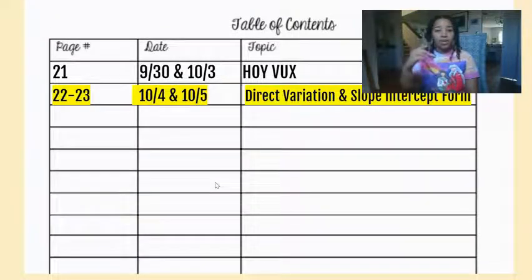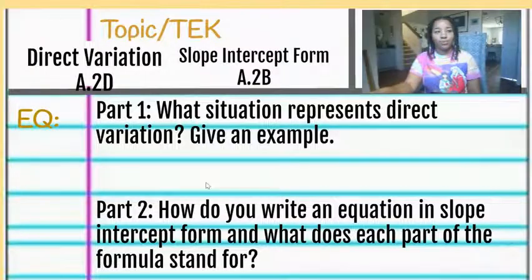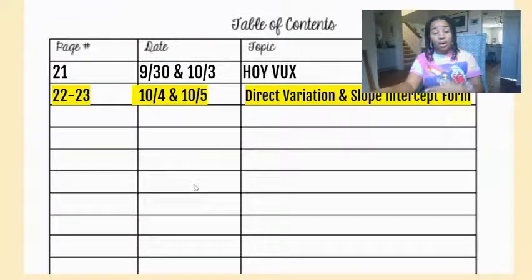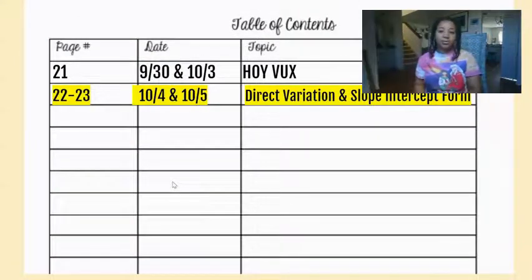Okay, so you should have a new table of contents. I am not there, so when I get back, I'll have those printed for you guys. If the other teachers did give you them, bless them. I owe them Christmas presents. But if not, oh, I'm sorry. I'll get those copies back. So make sure you write that down. It's going to be on page 22-23. Today's date is the 4th or 5th, just depending on what day you're watching this. Direct variation in slope-intercept form. Fabulous.